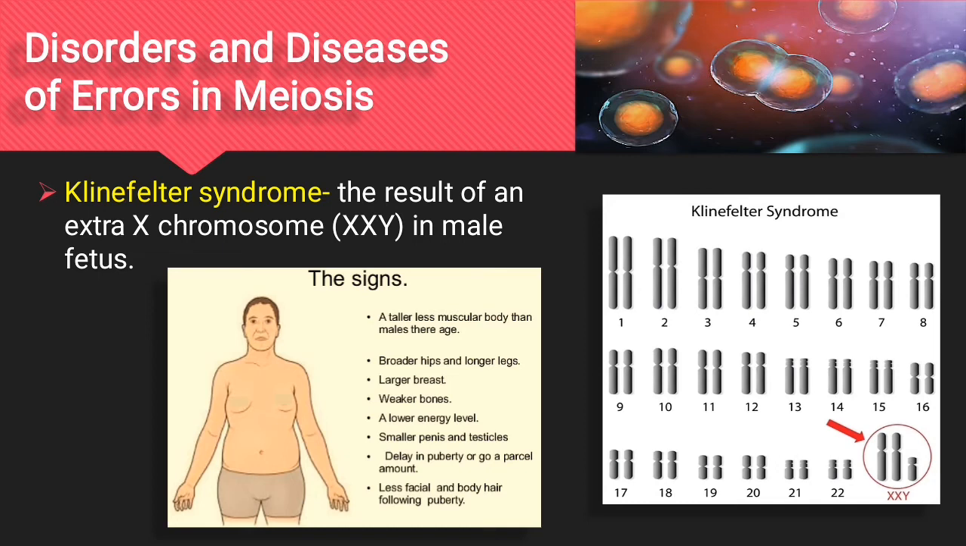And other signs like a taller, less muscular body than males their age, broader hips and longer legs, larger breasts, weaker bones, a lower energy level, smaller penis and testicles, delay in puberty, and less facial and body hair following puberty.